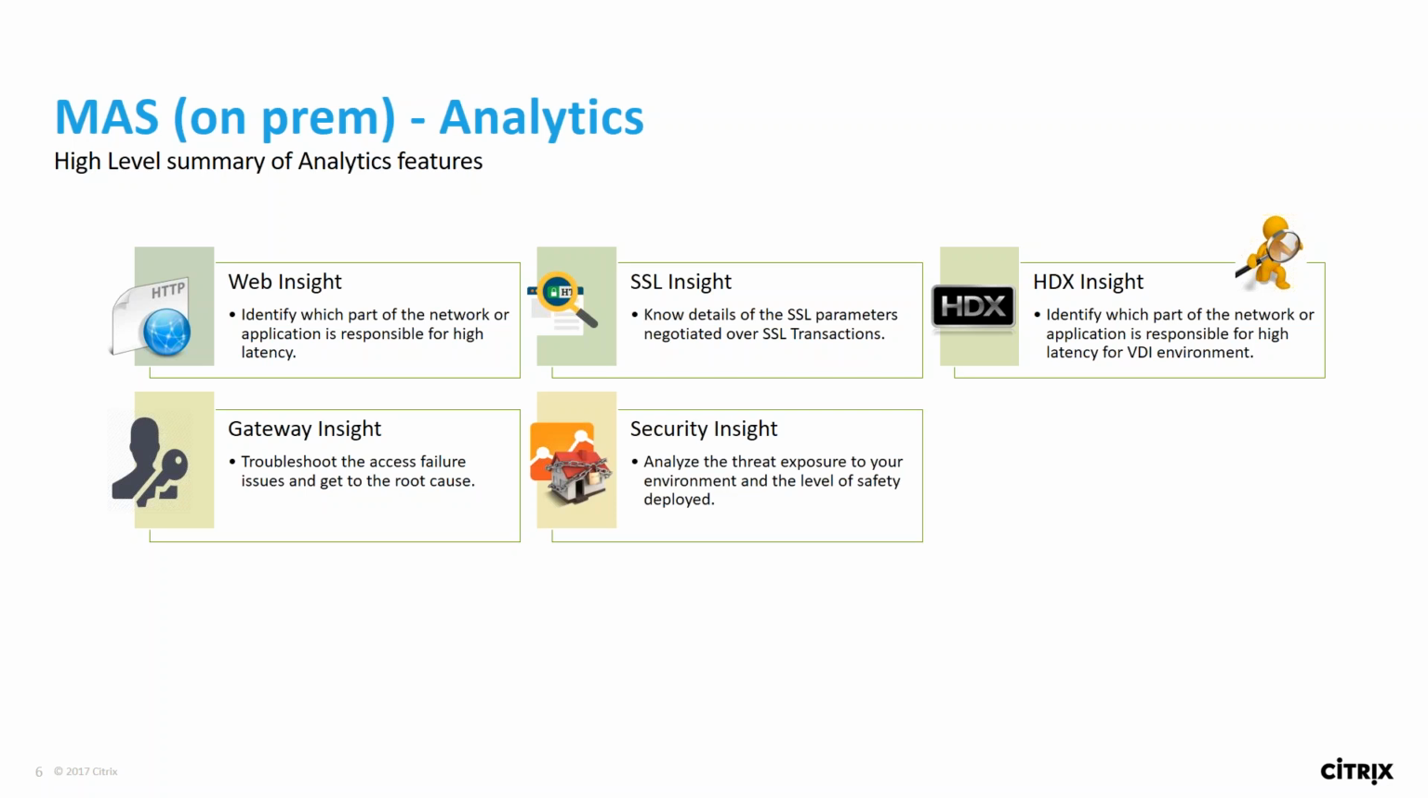Security Insight gives you analytics around security parameters and configurations. Today it is mainly focused around web application firewall security analytics, but it's also expanding to include more and more L4 attacks. So as you may already be knowing, Security Insight uses two indexes, which are called Threat Index and Safety Index, which help tell you what is the level of threat exposure to your environment and the level of safety you have deployed on NetScaler, respectively.